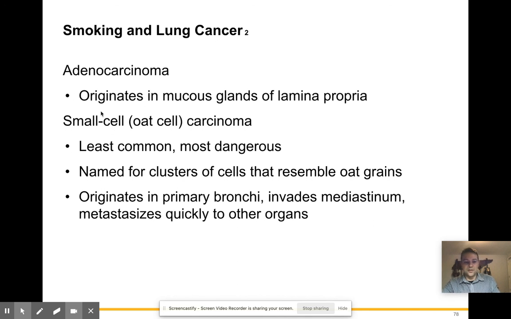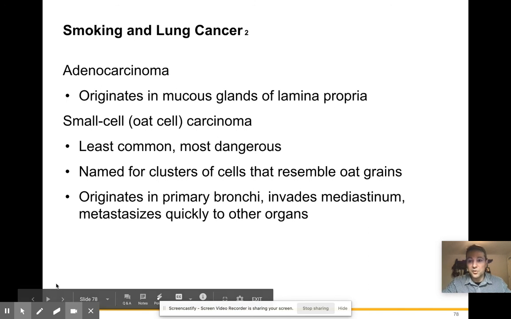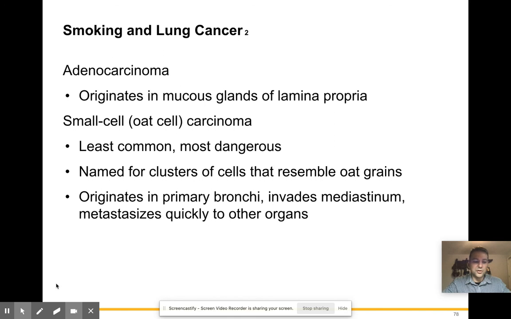So these small cell carcinomas originate in the bronchi, but they can metastasize to the mediastinum, which is near the heart. They can metastasize to other organs. Okay, and that's very dangerous. Once you have cancer in multiple locations, it becomes much harder to deal with as far as giving you medications and giving you treatments and things like that.